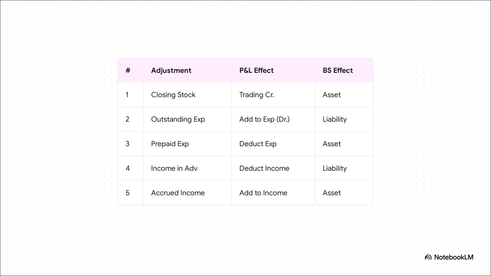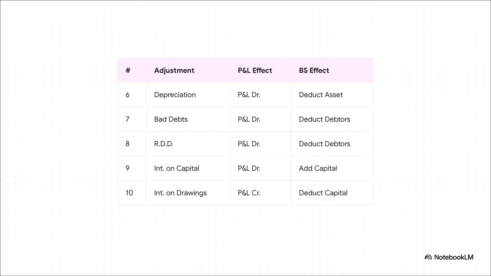So effect 1, you've got to add it to that expense in the P&L to show the true cost for the year. And effect 2, well, it's a liability. You still owe that money, so it goes on the liability side of the balance sheet. See how that works? It's pure logic. And here are the remaining 5.